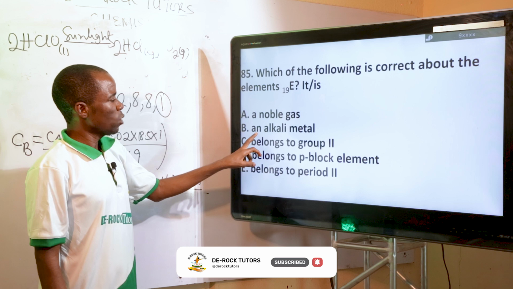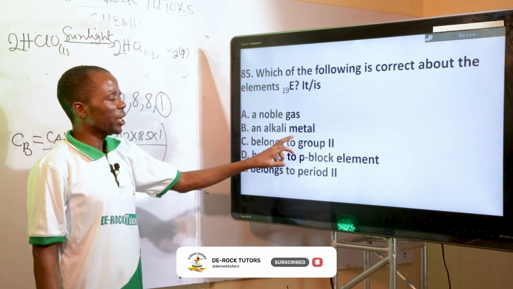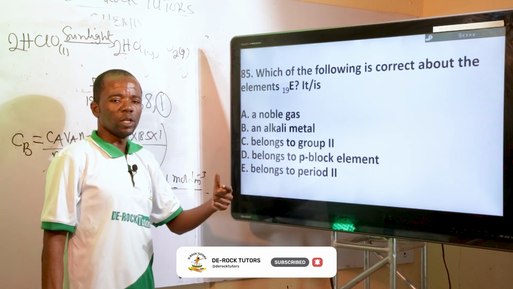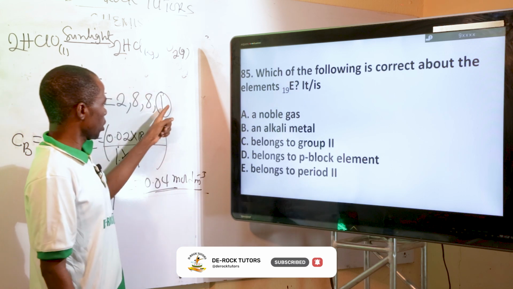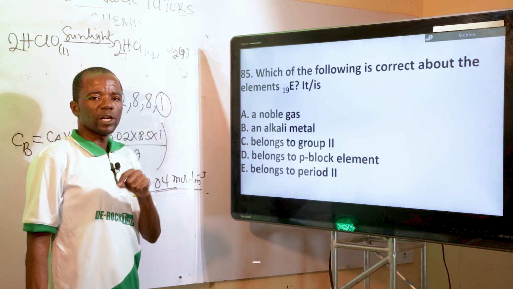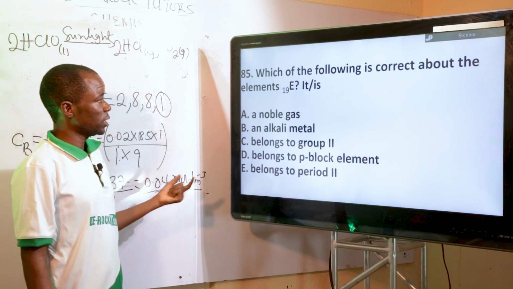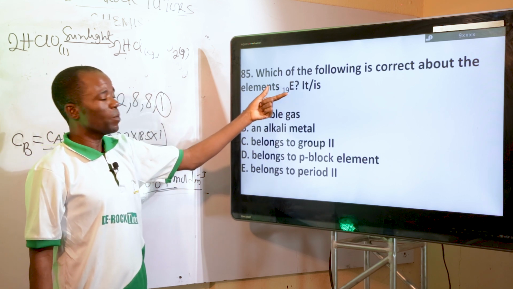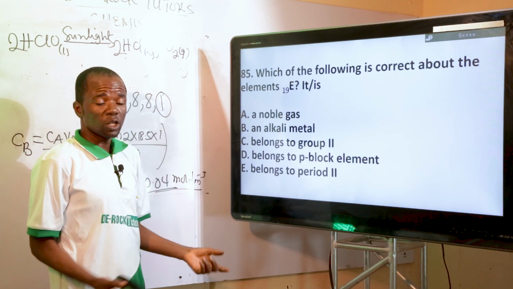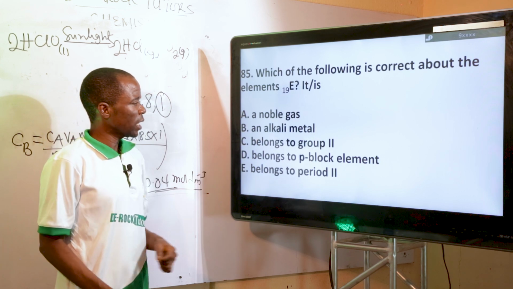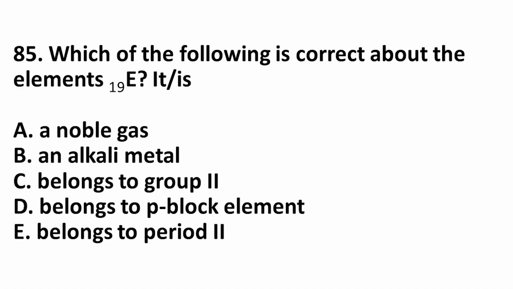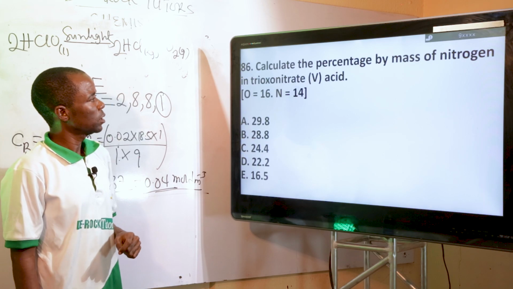and an element that has 1 valence electron is an alkali metal. All elements in group 1 in the periodic table are called alkali metals, and all of them have 1 electron each in the outermost shell. As a matter of fact, the element that has atomic number 19 is potassium, and we know potassium is a group 1 element, which is an alkali metal. So the correct answer for number 85 is option B. Let's go to number 86.